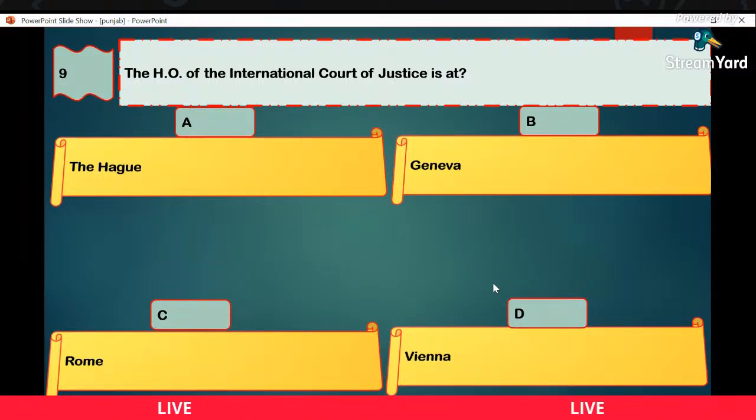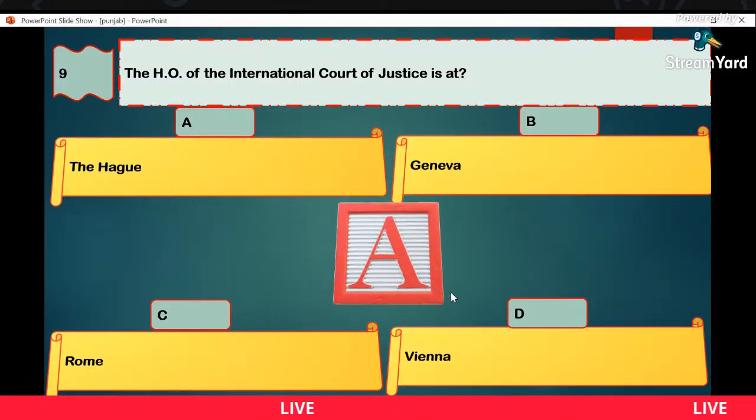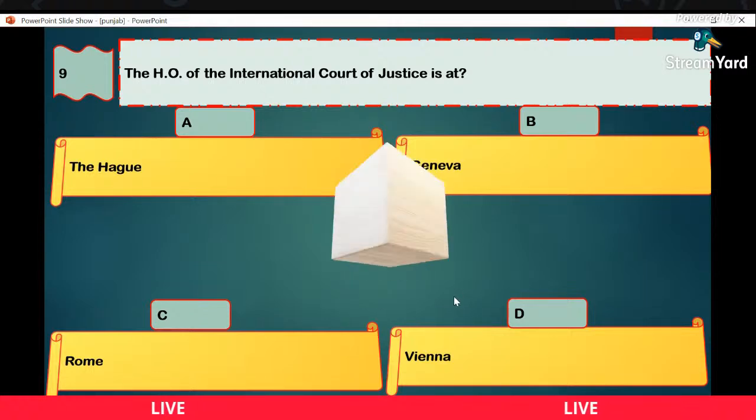Where is the headquarters, the head office, of the International Court of Justice? Hangzhou, Geneva, Rome, Vienna. Question 9, option A. Let's check what is correct. Yeah, very good. Correct answer.